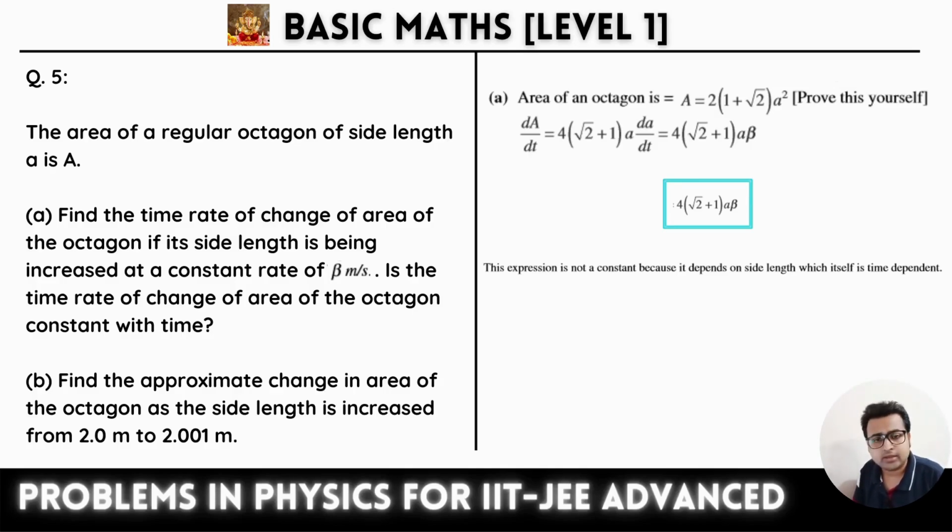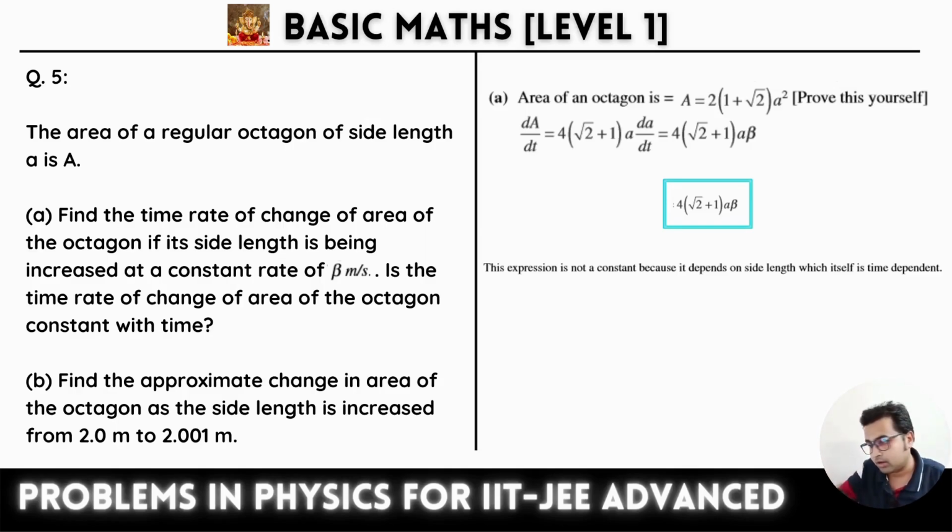Now the next thing is whether this time rate of change of area is constant. Looking at the equation 4 root 2 plus 1 a beta, we can see that 4 root 2 plus 1 is constant because it is not changing. Sorry, beta is constant, but a is not constant because in the problem it is given that the side is changing continuously.